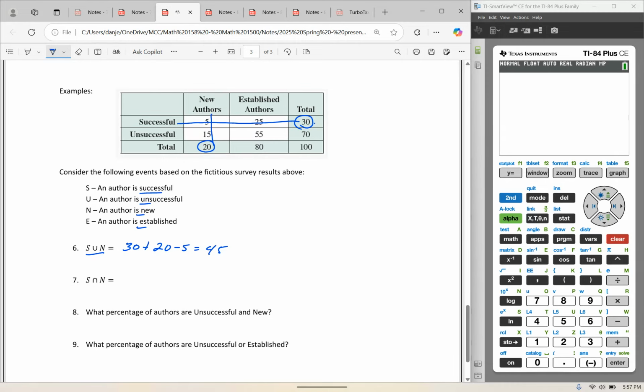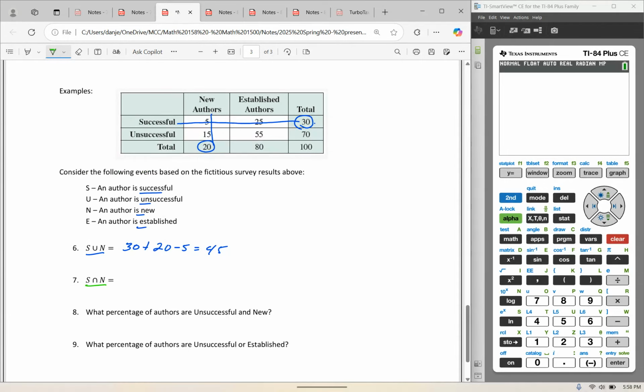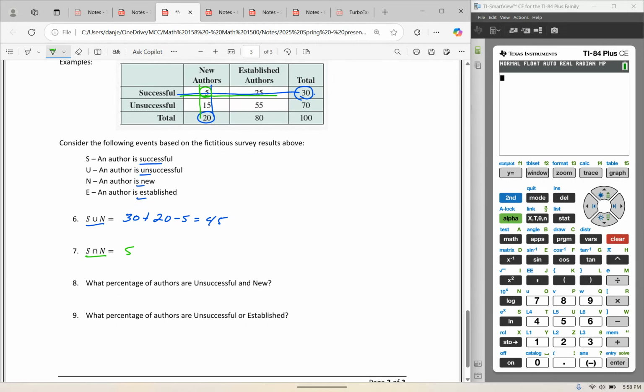Okay. I'm going to change colors. S intersect N. Same thing, new authors, successful authors, but this time notice that those 5 authors are the only ones who are both new and successful.